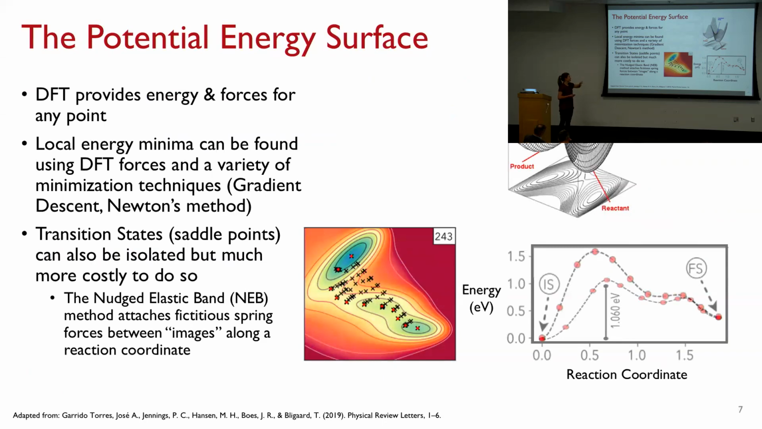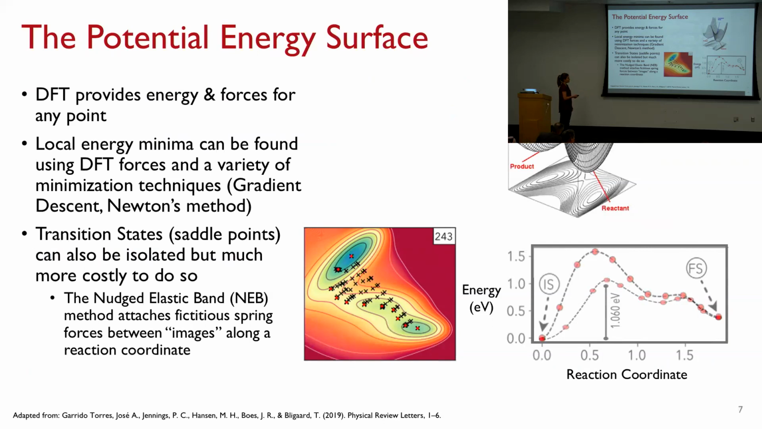We attach a fictitious spring force between these images so that in the relaxation they don't collapse into the local minima nearby. And then we relax the system. And this is shown here in black. Here's the original linear interpolation between an initial state and a final state. After 243 iterations of this process, we relax to the red line shown here, which is showing the pathway, the lowest energy pathway between these two species.